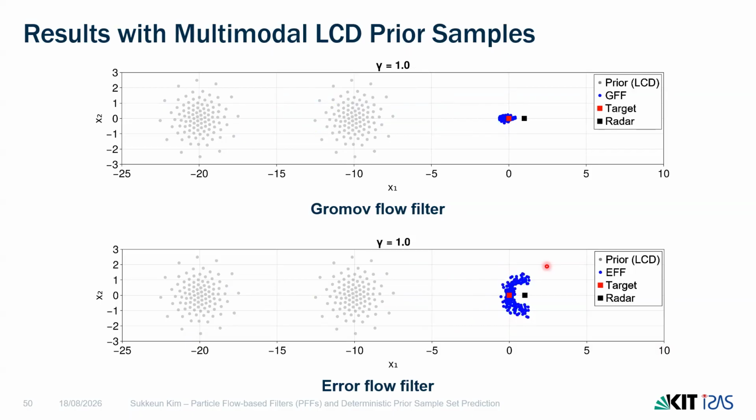And this is a really interesting result from the Gromov flow and the error flow filter, because if you see this Gromov flow, the mean would be almost the same as the target. So in terms of estimation, the error will be smaller for the Gromov flow filter, because the mean of the estimate will be almost the same as the target location.